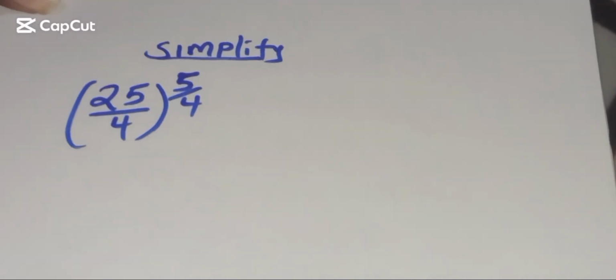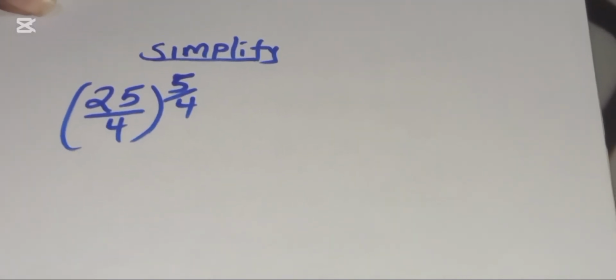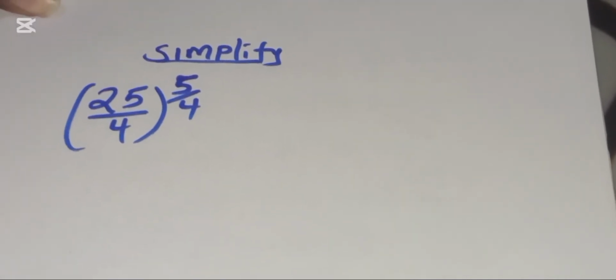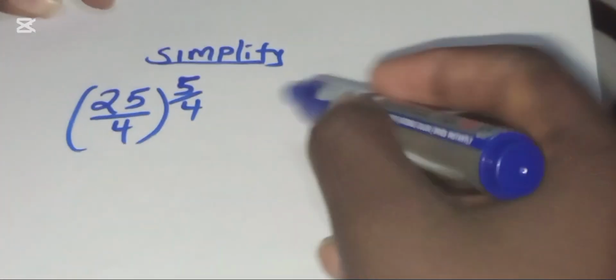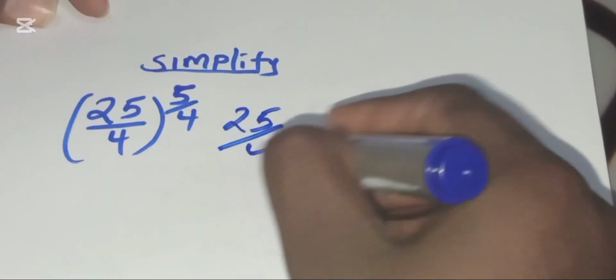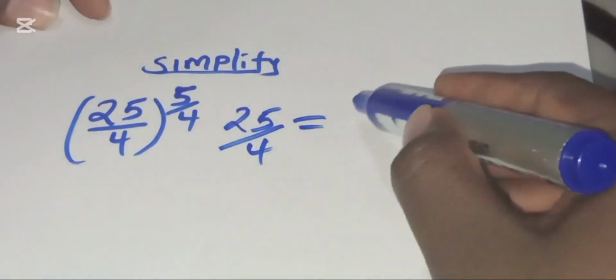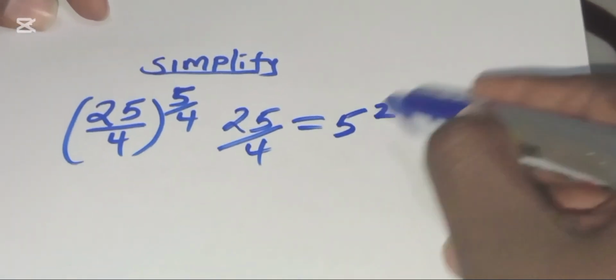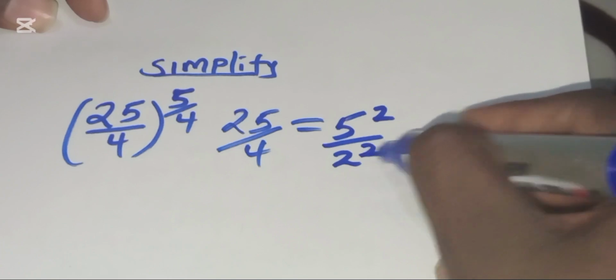Hello everyone, let's simplify this. We have (25/4)^(5/4). So how do we simplify this? Now 25 over 4, 25 divided by 4, is the same thing as 5 squared divided by 2 squared.